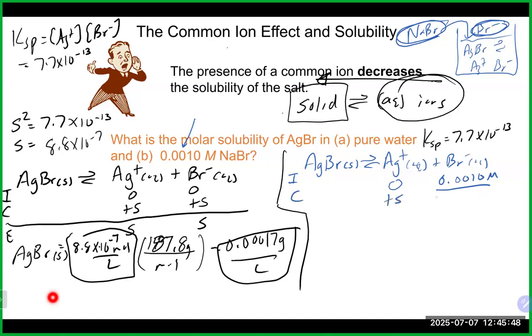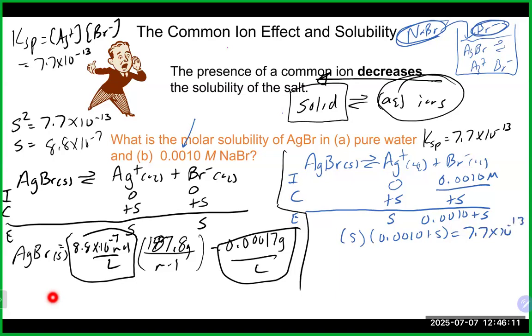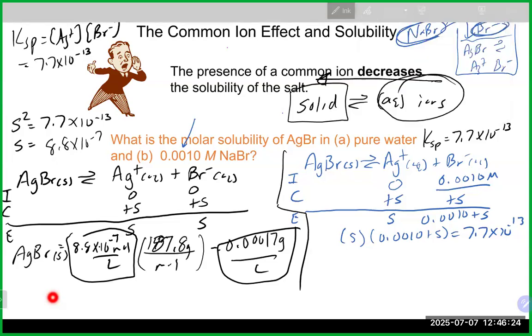It's going to be a plus S situation, and that's going to mean at equilibrium S and 0.001 plus S. Just like normal, we're going to go into our expression. That's going to give us an S times a 0.001 plus S equals 7.7 times 10 to the minus 13 in this case. That is definitely a small value of K. As we talked about, most KSPs are pretty small values. And when we have a small value of K, we could also do an assumption.